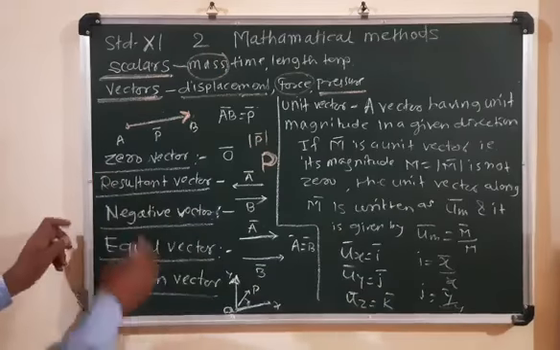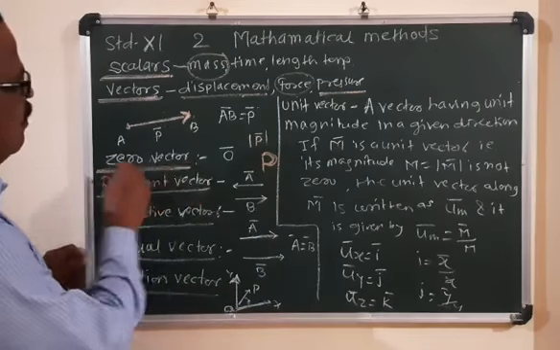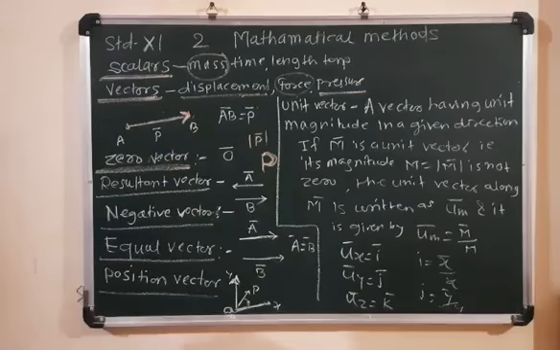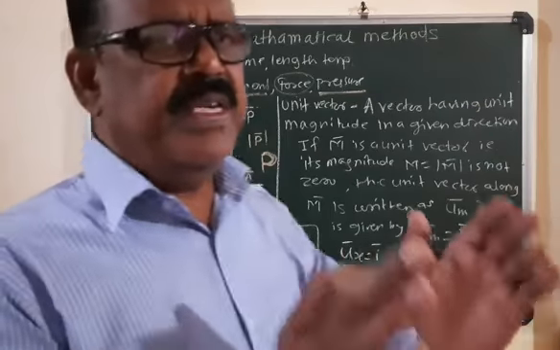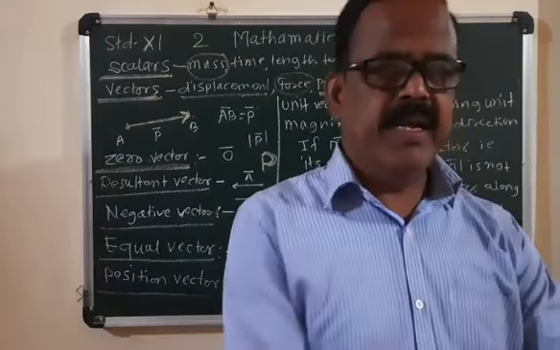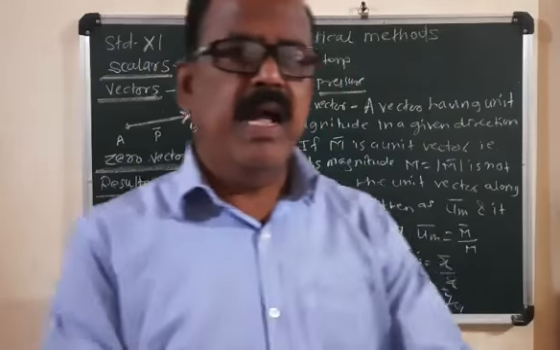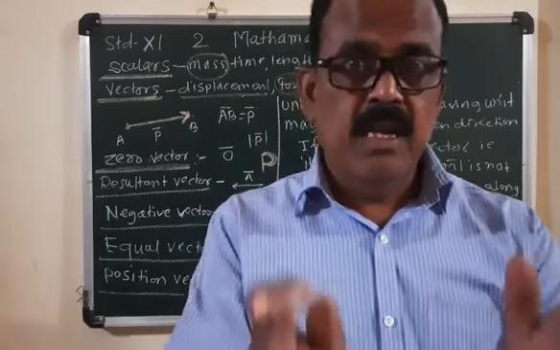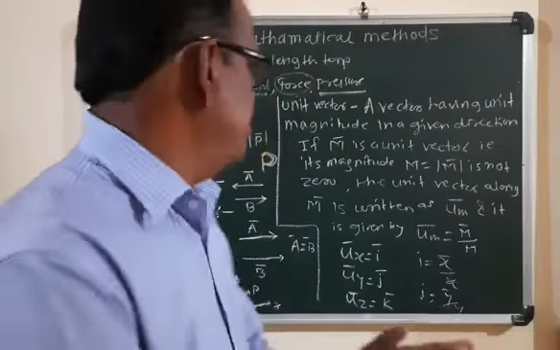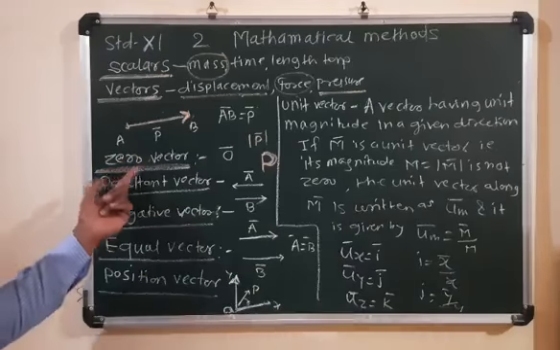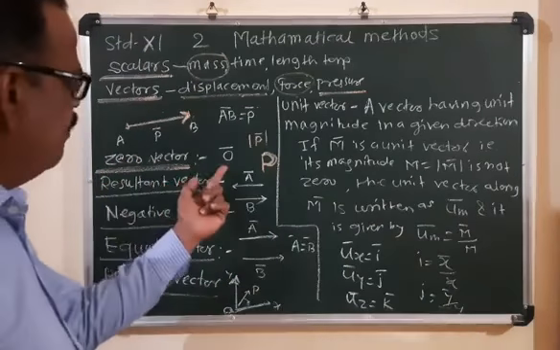Now we have to explain the zero vector. What is meant by zero vector? A vector whose magnitude is equal to 0 in any given direction is called the zero vector, and the zero vector can be represented by 0 bar.